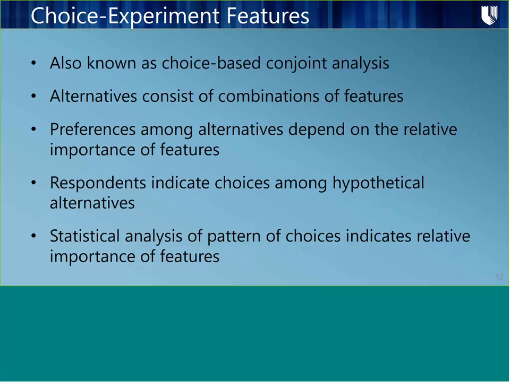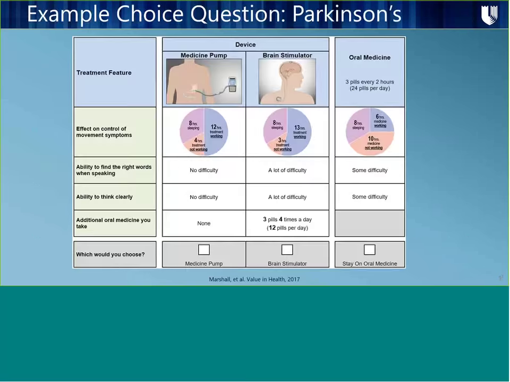We use statistical analysis to link the patterns of choices between these alternatives and the characteristics of the features that were presented under each alternative. And through repeated observations, we're able to estimate what we call preference weights, which indicates the intensity of preference for each of the features in the study.